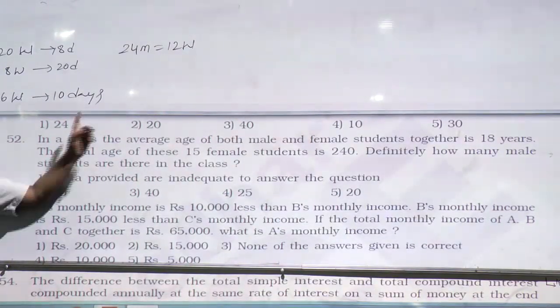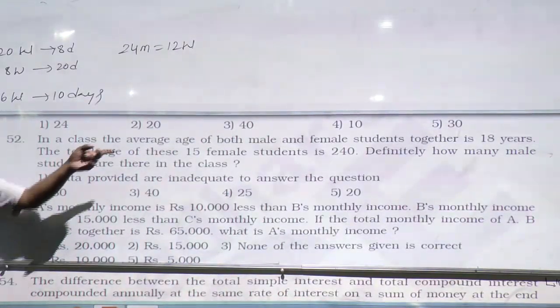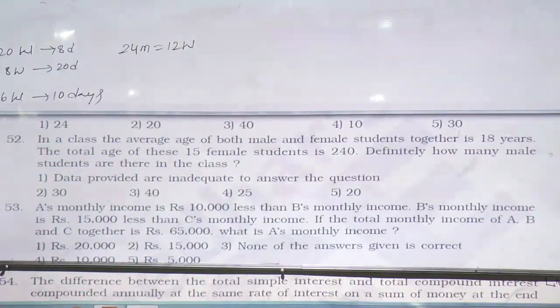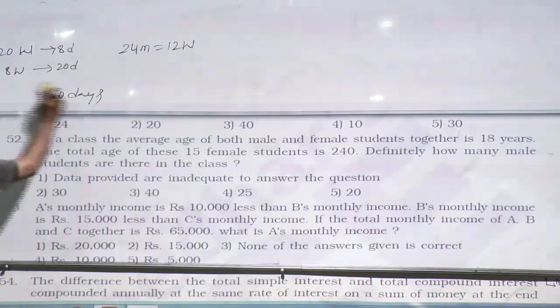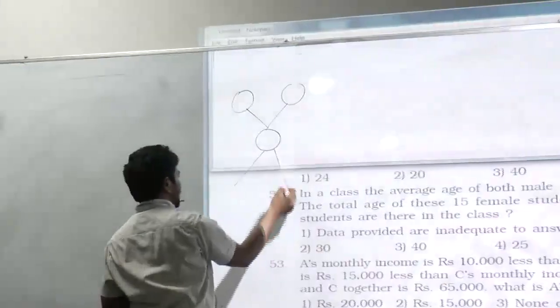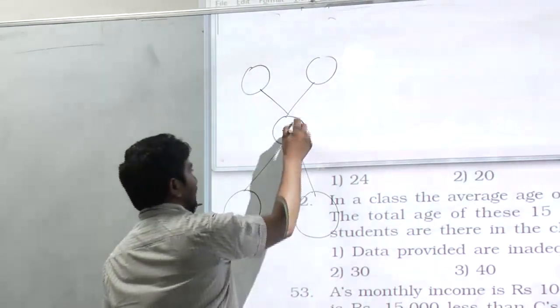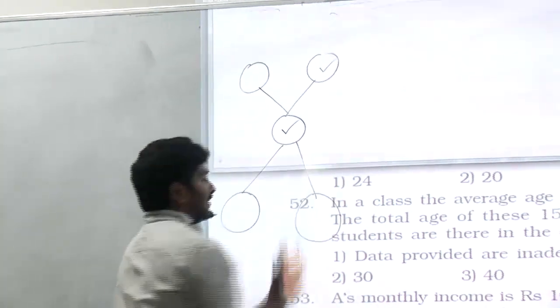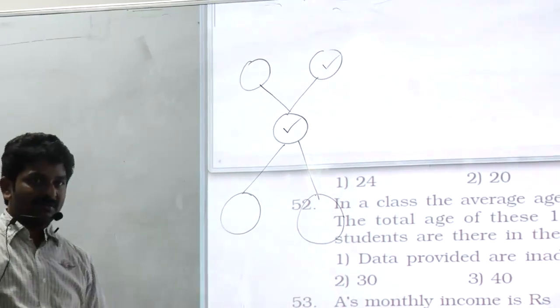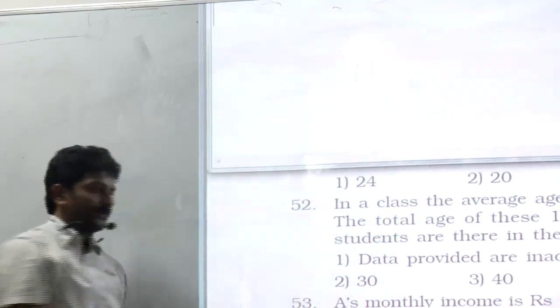Either you need to know the total male and female count, or you need to know the average of boys. If you know the average of boys, you can go for alligation. Yes or no? You'll write the boys' average here, the girls' average here, the class average here. Then you'll get the ratio. As you have the number of girls, you can calculate the number of boys. Total average is given, girls' average is given, but boys' average is not there. Will you get the answer? No, data inadequate. Next.